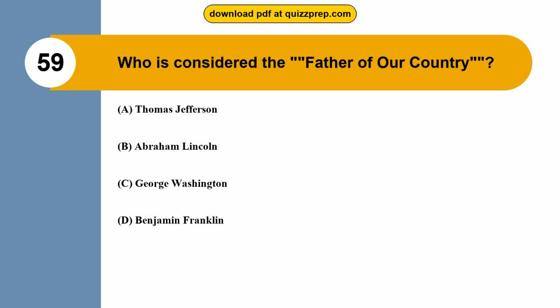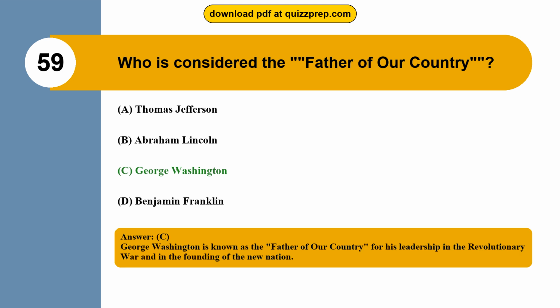Question 59. Who is considered the father of our country? Option A, Thomas Jefferson. Option B, Abraham Lincoln. Option C, George Washington. Option D, Benjamin Franklin. The correct answer is option C, George Washington. George Washington is known as the father of our country for his leadership in the Revolutionary War and in the founding of the new nation.